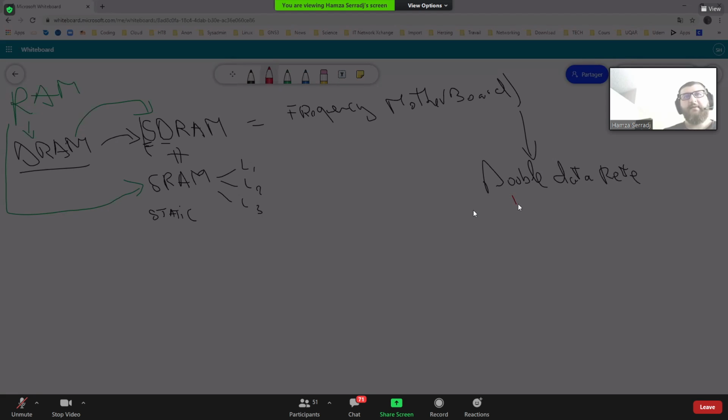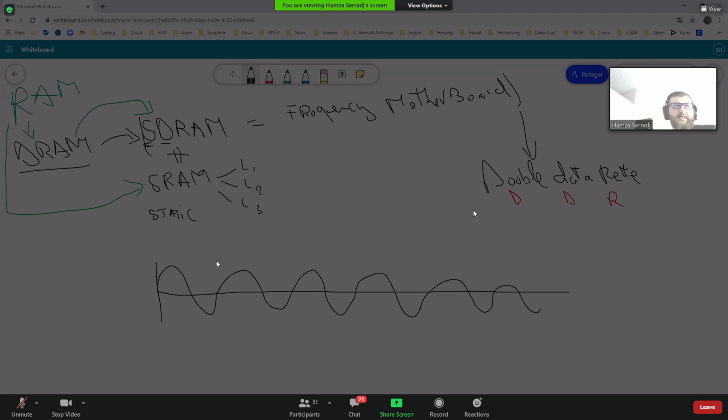This is DDR, right? What does this double data rate mean? We had the frequency on the RAM. Let's say this is my frequency, and it is synchronized with the clock system.